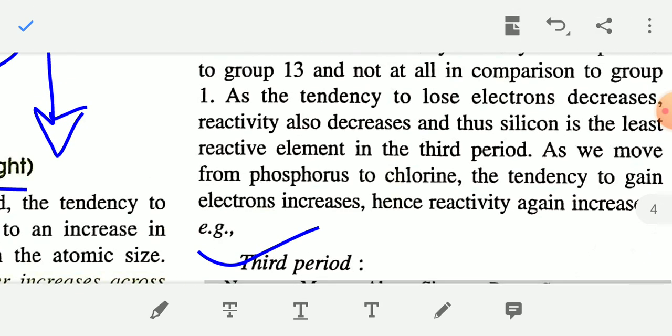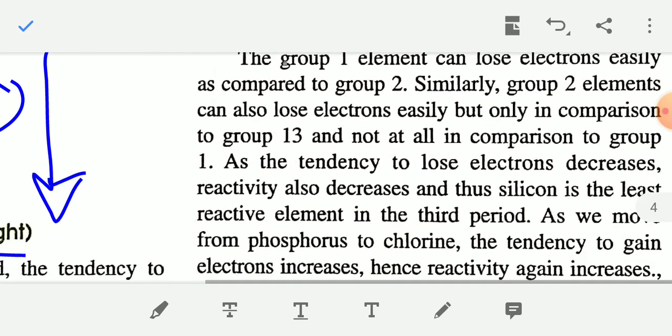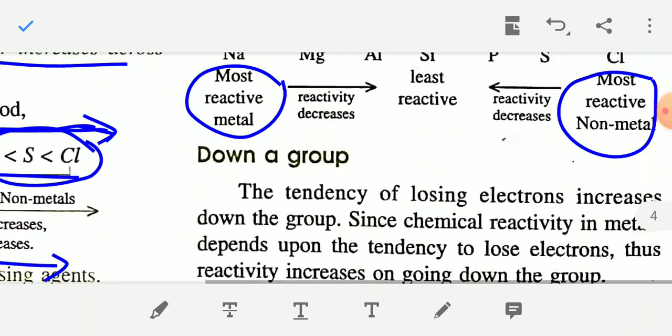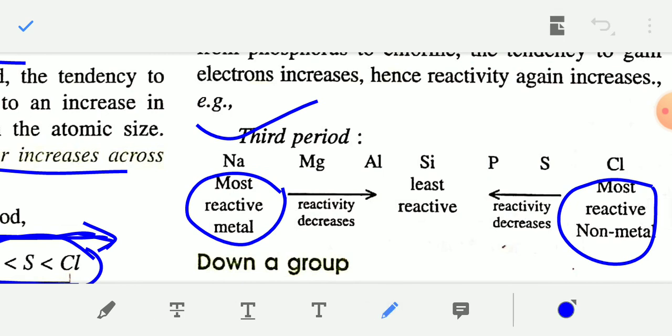In the second period, lithium is the most reactive metal and fluorine is the most reactive non-metal. So reactivity across a period first decreases and then increases. In the third period, silicon is the least reactive, so first reactivity decreases and then again increases.